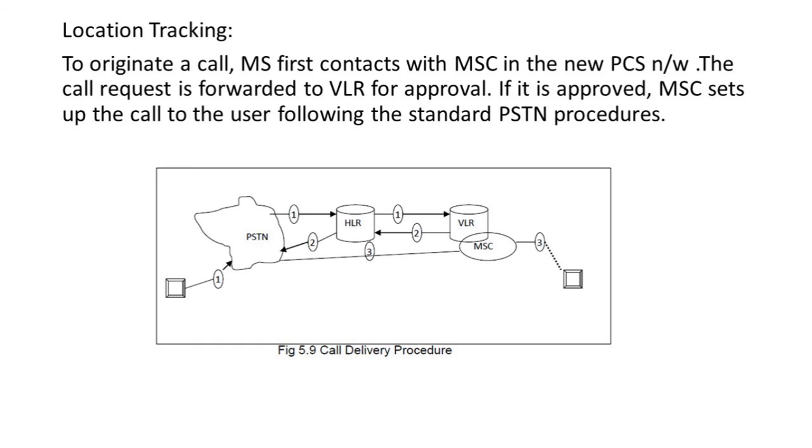You can see number 1. What happens? The PSTN is asking the HLR. The HLR is asking the VLR. The VLR is giving information to the HLR. The HLR is giving information to the PSTN. This is in serial number 1. Then the PSTN updates the MSC in step number 3, which is keeping the detail about the mobile station. So the MSC will have the detail about the mobile system which is moving from one location to another.